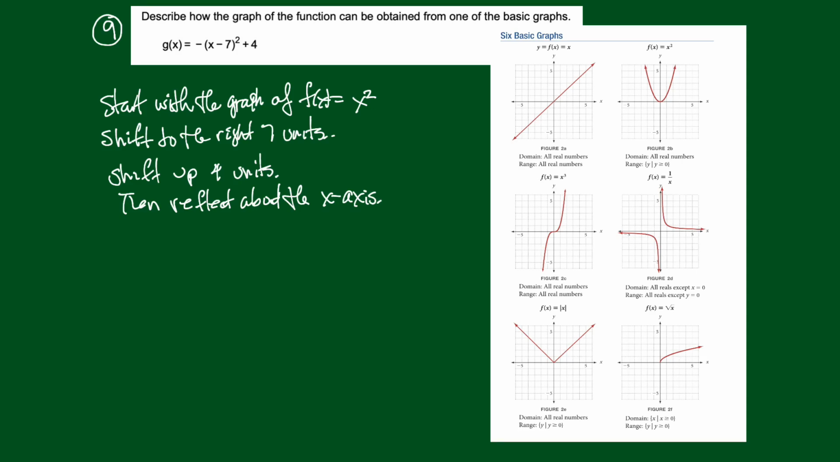You know, in these 2 steps right here, I think we can interchange those. So what I could do here is I could start with this graph right here, x squared. Then I'll shift it to the right 7 units. Then what I could do is reflect about the x-axis and then shift the whole thing up 4 units. I'm going to get the same graph.